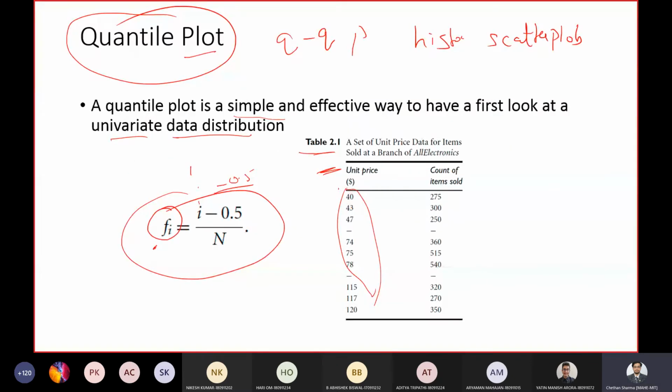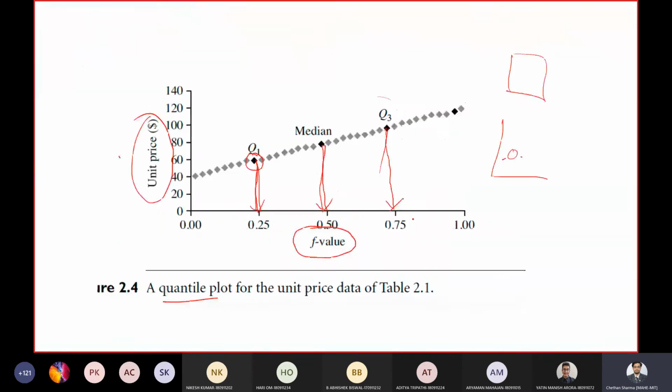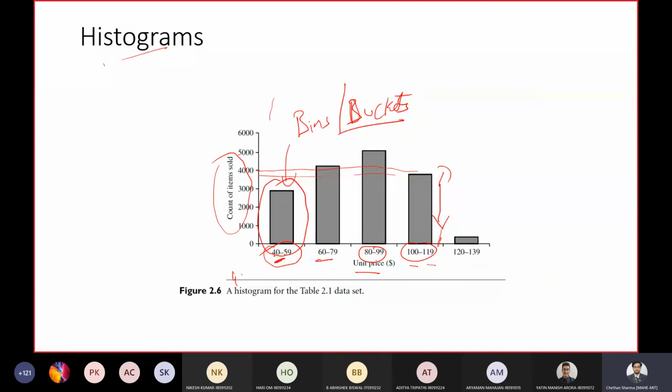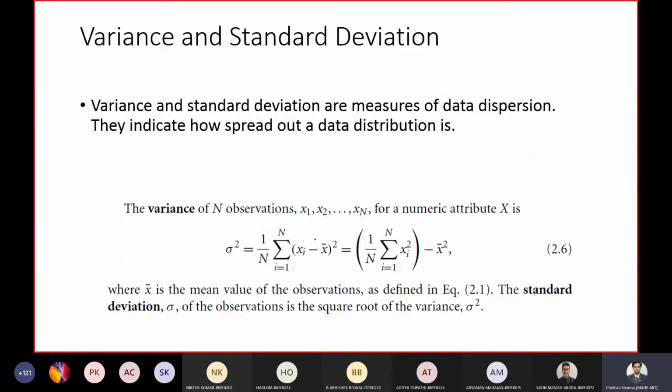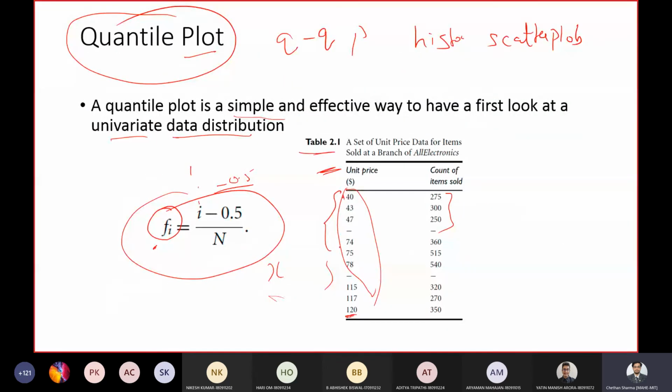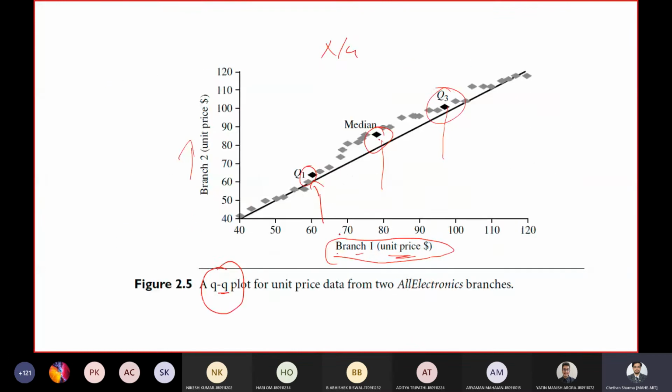So you can decide based on the data set, or if in the question they have straightforwardly given the bin size or the bucket size to be 20, then you just group the first 20, next 20, and so on till you encounter the end of the data set, and see what is the count. The first 20, if you can see here, that is 40 to 59. The entire data set is not given, so maybe 40 to 59 is somewhere here.